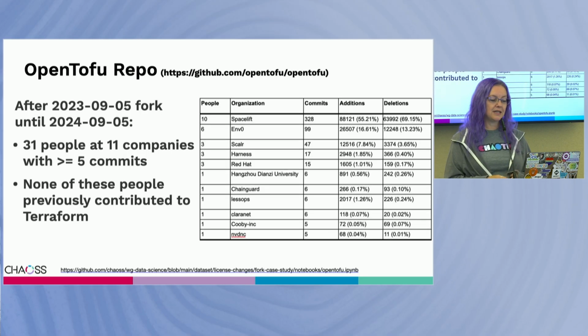Now, OpenTofu has contributors from a wide variety of companies, with Spacelift employees making the most significant contributions. However, it's interesting to note that none of these contributors contributed to Terraform before the fork. So, like with the OpenSearch example, these were contributors who had to learn the code base as they were forking the project, which, again, is super hard work. I talked to some of the people that were doing this, and they said it was way harder than they thought it was going to be. But they seem to be doing all right, so that's great.